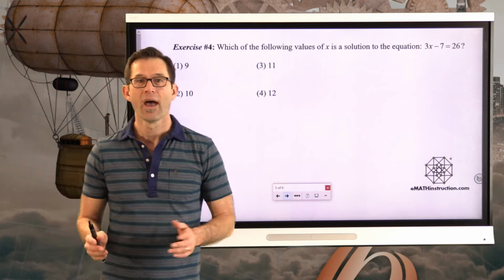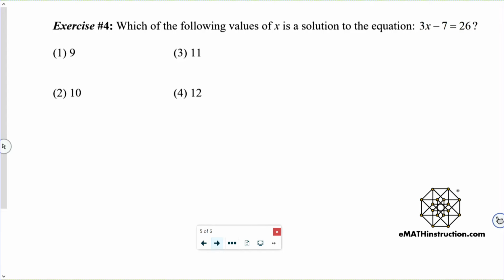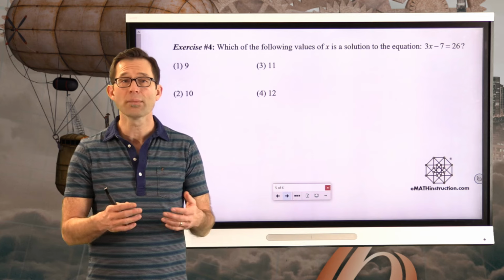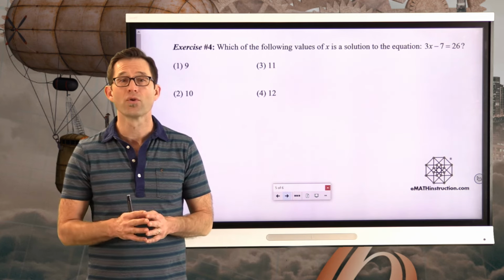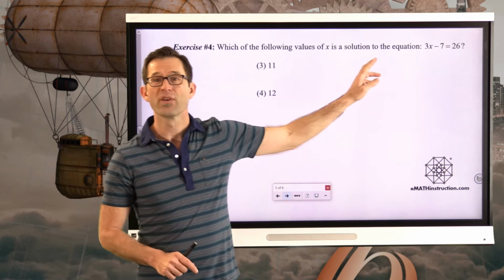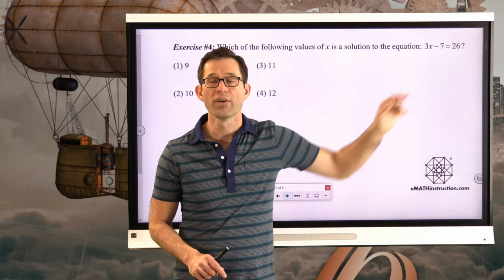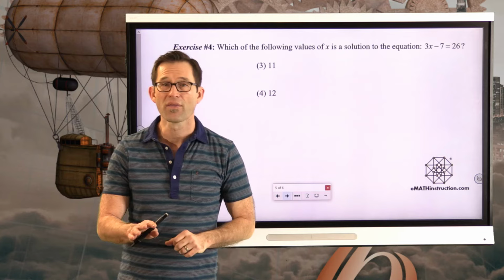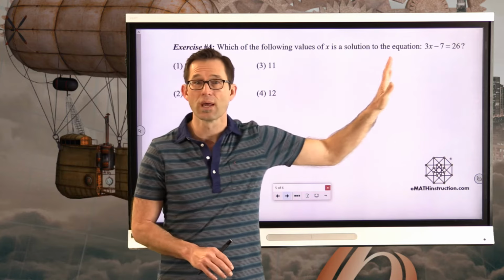One more here. Exercise number 4. Which of the following values of x is a solution to the equation 3x minus 7 equals 26? Now, we've given you absolutely no techniques in order to solve an equation. All right? And in fact, this type of an equation you won't even solve until Math 7, not Math 6, because this is what's known as a two-step equation.